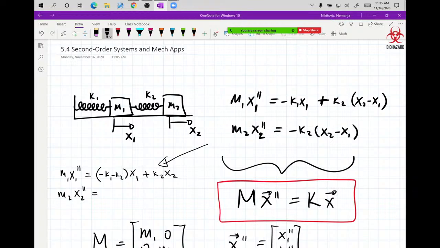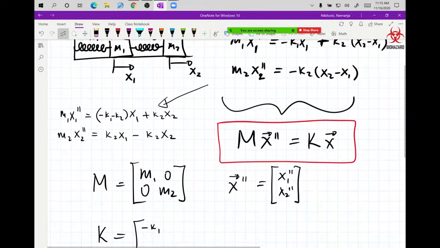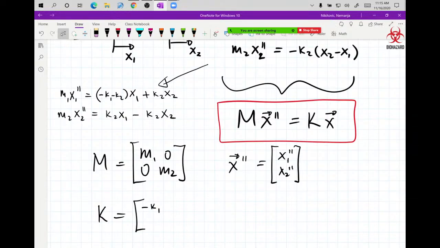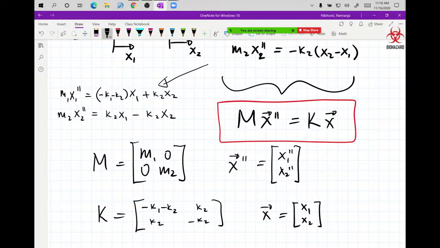That's K2X1 plus minus K2X2. There we go. So my matrix for this one is minus K1 minus K2, and then just K2, and then K2, and then minus K2, right? So this would be my matrix for this, and then X is just X1 and X2, which are the solutions that we are looking for, right?